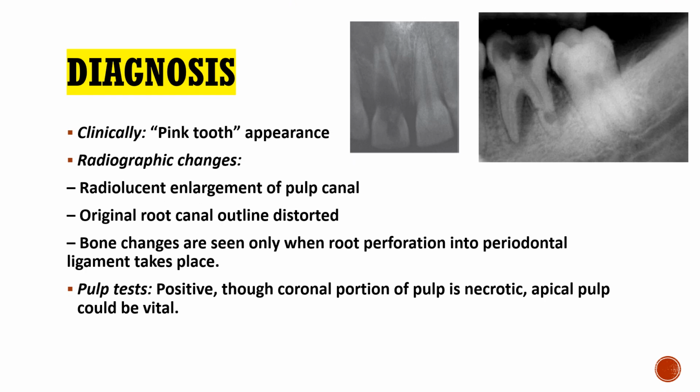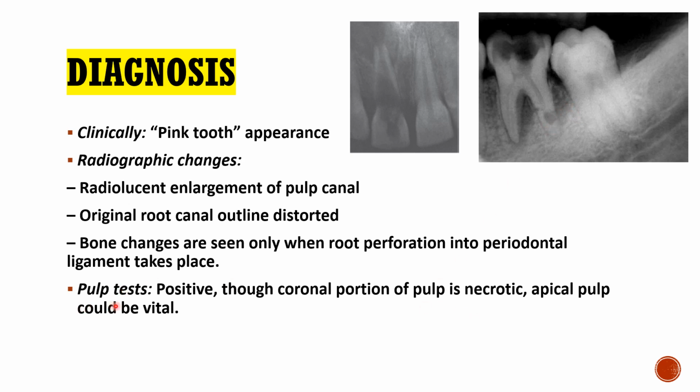Now, how are you going to diagnose internal resorption? Clinically, the main important thing is you'll see the pink tooth appearance. Radiographically, you'll see a radiolucent enlargement of the pulp chamber, and the outline of the root canal will be distorted. The next important thing in the radiographic diagnosis is that you will see bone changes whenever root perforation is present. Whenever your root is perforated, there will be communication with the periodontium, so you will see some bone changes radiographically.